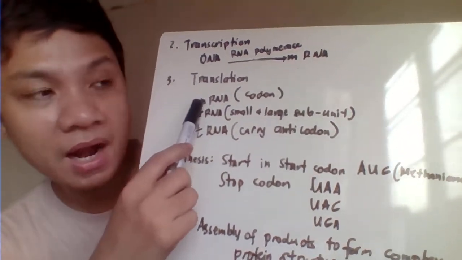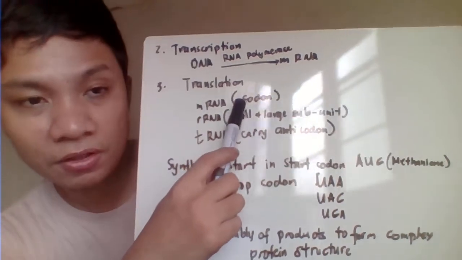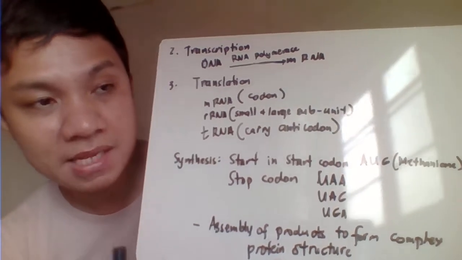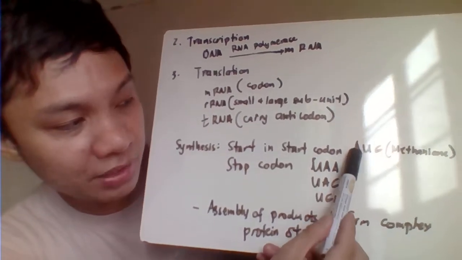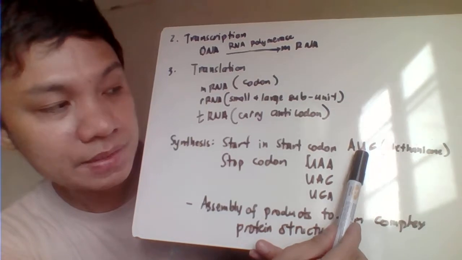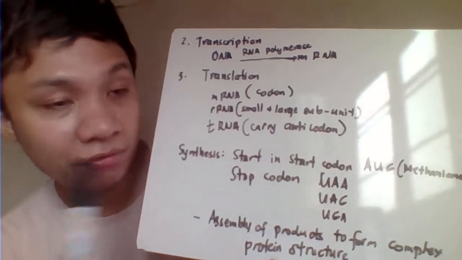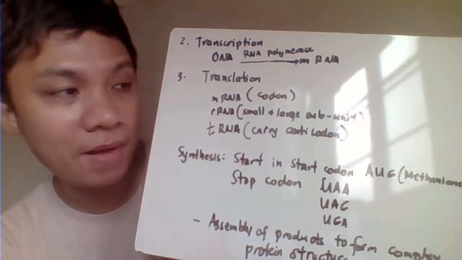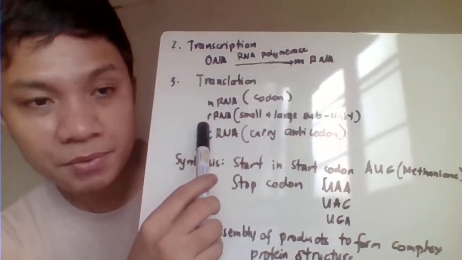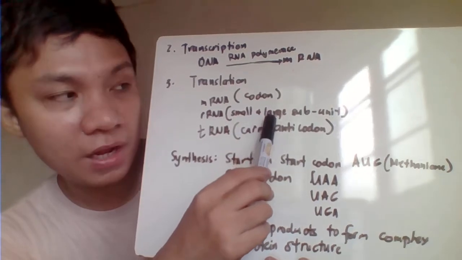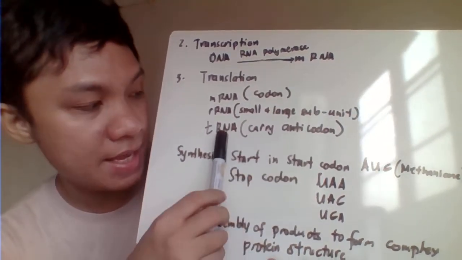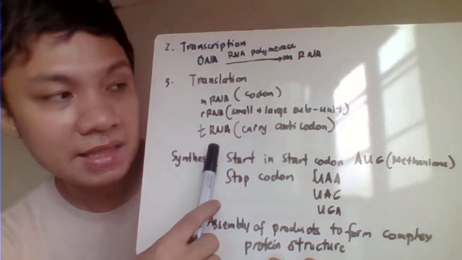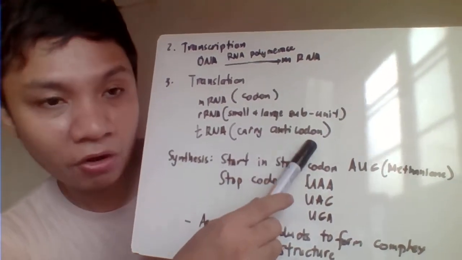We have your messenger RNA, which contains the codon. Codons are triplets of your nucleotide bases. So for example, we have a triplet: adenine, uracil, guanine. So this is your codon, for example. Another one, this would eventually form a complex along with your ribosomal RNA, that's your small and large subunit ribosomal RNA. Plus, we also have the transfer RNA. The transfer RNA carries the anticodon.